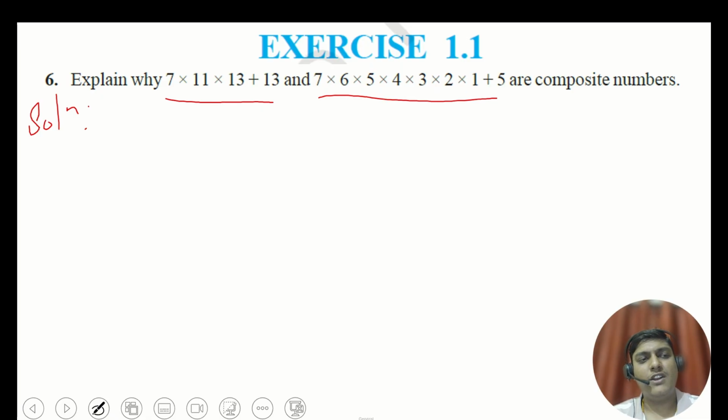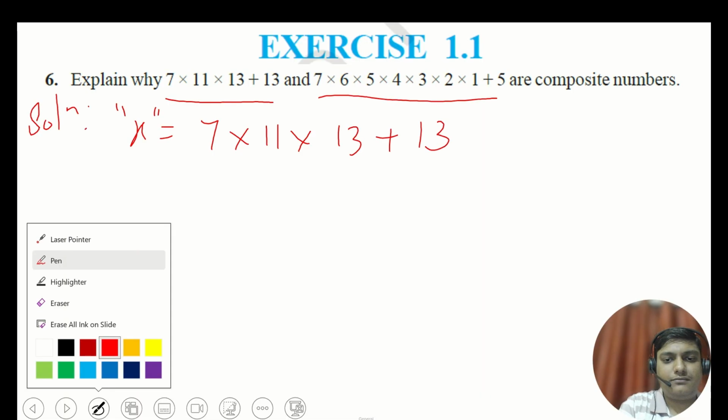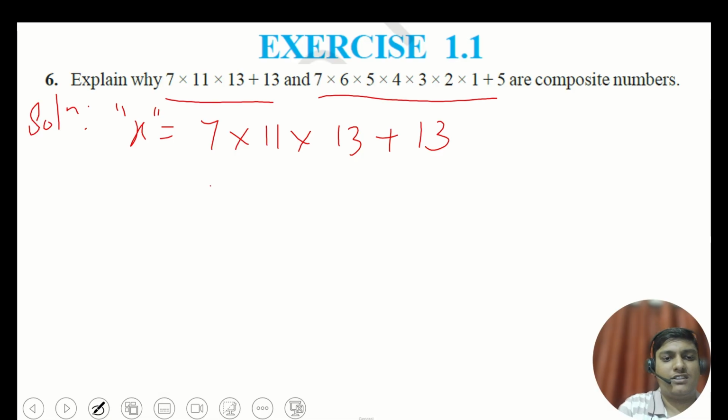Composite numbers, what are they? Basically when we do the factorization of a number and find its factors, if there are factors other than the number itself and 1, we call it a composite number. Simple. So now I will assign the 2 numbers to some x and y, just for easy understanding. Let me assume x as 7 into 11 into 13 plus 13. Okay, let us solve this first. This is the value of x.